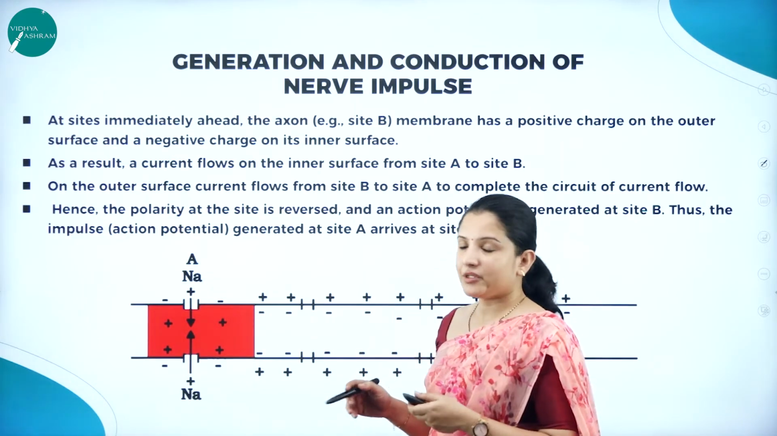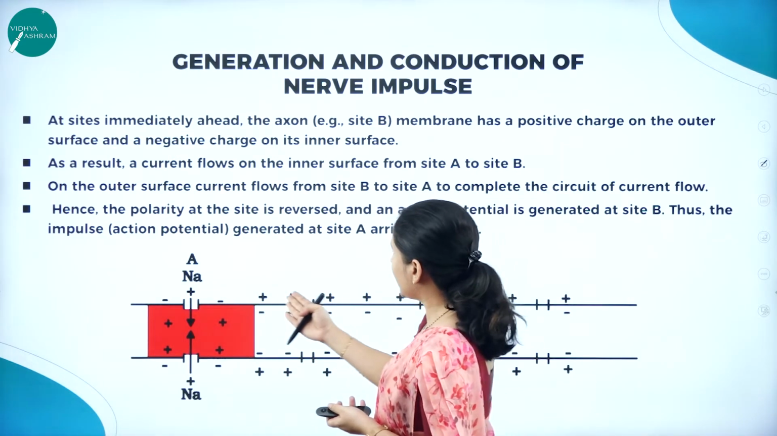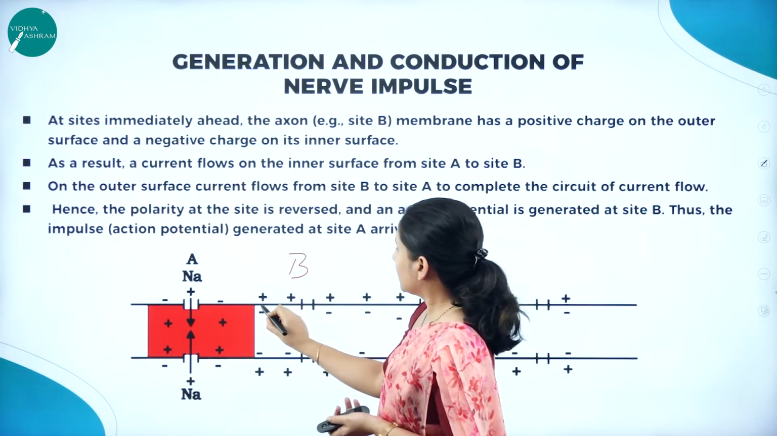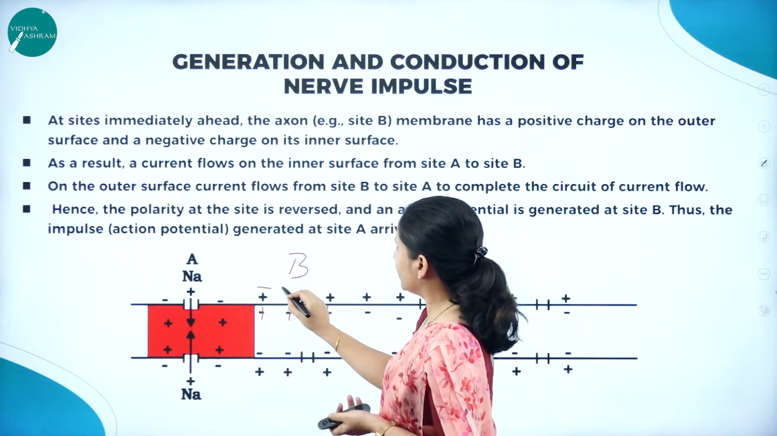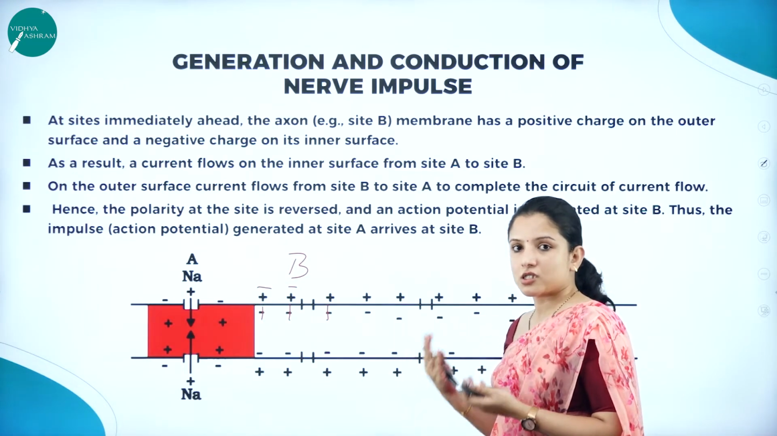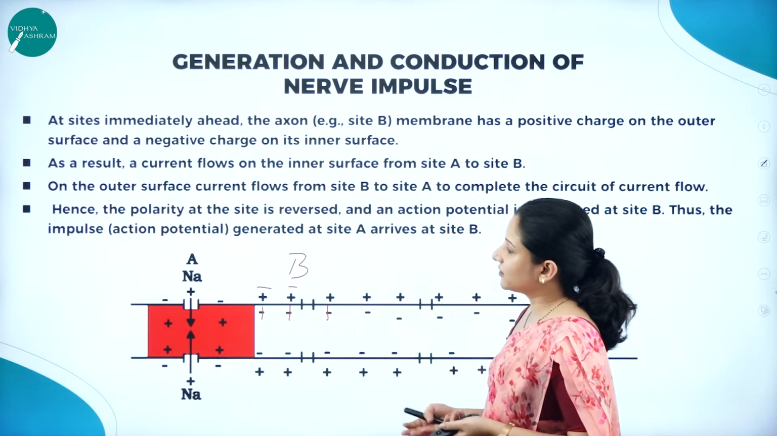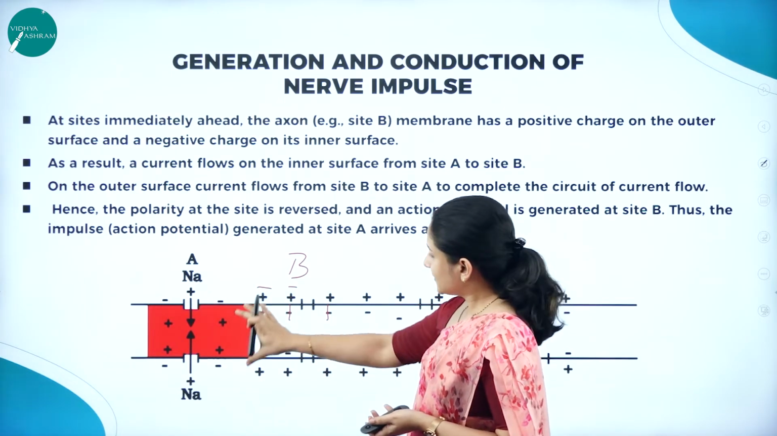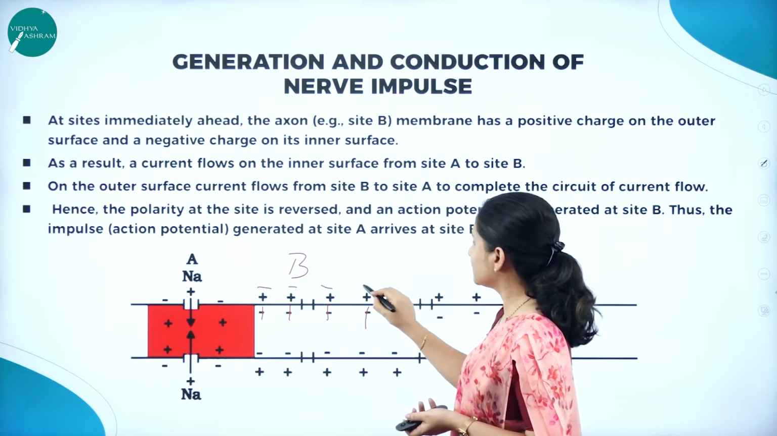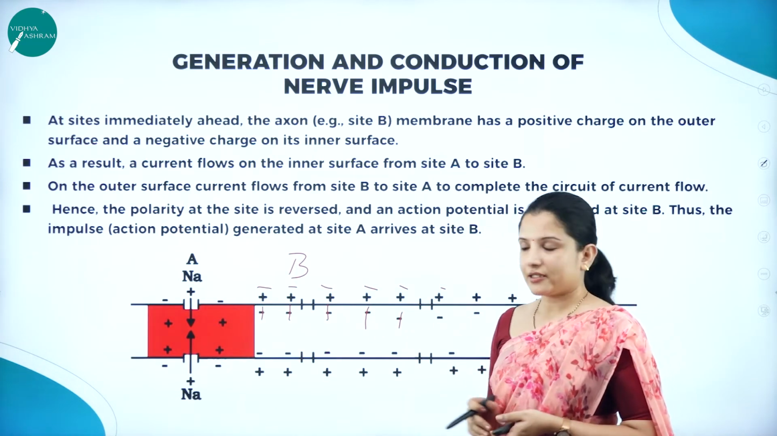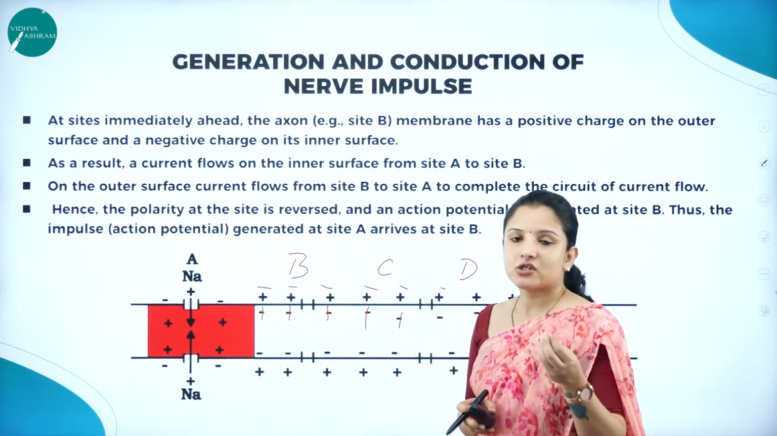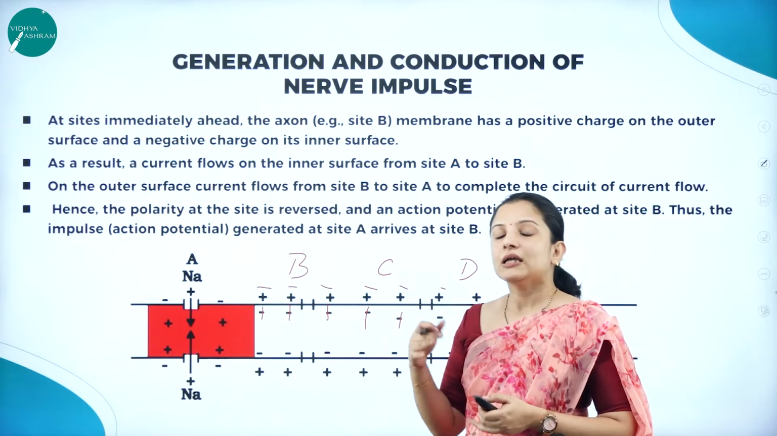And at sites immediately ahead, that is what I said, at sites immediately ahead, say for example if this is site B, again the membrane here will become positive and here it will become negative. So that is what I have written here. This is how the impulse gets generated. I need not read the complete thing because I have already told you, as and when the impulses move, inside everywhere it will become positive charge, outside it will become negative charge. So B site, then it will move to the C site, then D site, like that until it reaches the synaptic knob. That is how the impulses are sent.